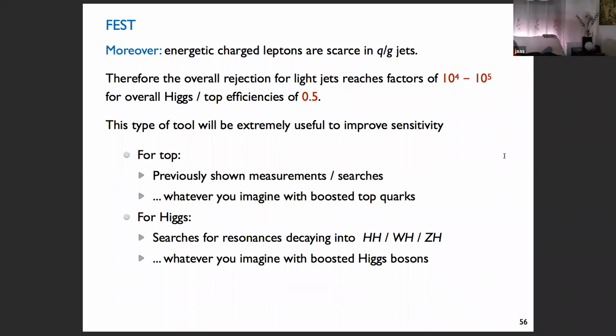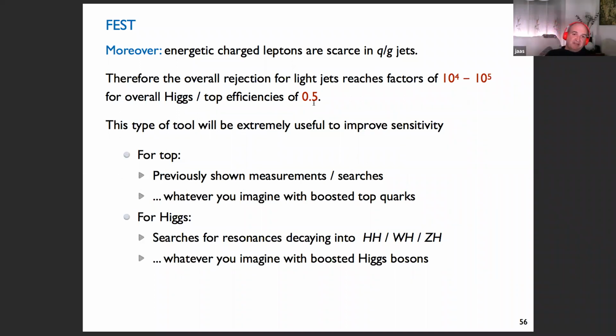On top of that, I have already mentioned that energetic charged leptons are scarce in QCD jets. They come from secondary decays of B's, C's, and so on. So when you take that into account, what you have at the end is that your rejection for QCD jets is a factor of 10^4 or 10^5 for an overall efficiency for tops and Higgses of 0.5. So I believe this type of tool will be extremely useful to improve the sensitivity.